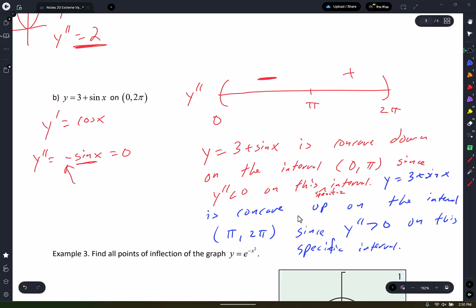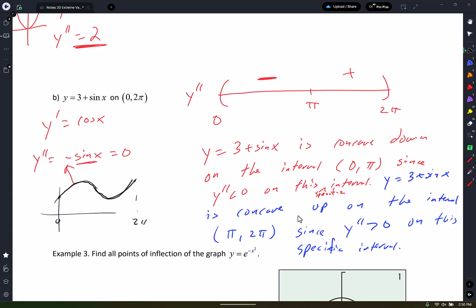Let's draw it really quick. See if we can draw it. 3 plus sine x. Not perfect, but that's fine. Here's 0. Here's 2 pi. And sure enough, look at that. That's pi. Yep, between 0 and pi, I'm concave down. And between pi and 2 pi, I'm concave up. It worked. Good job. Cool, right?